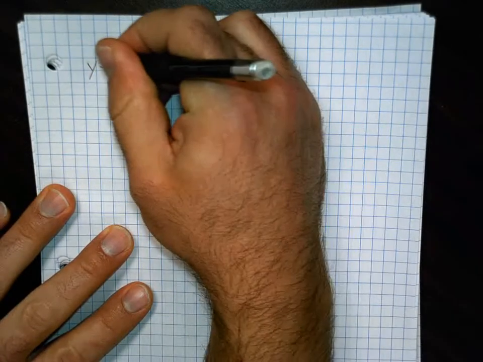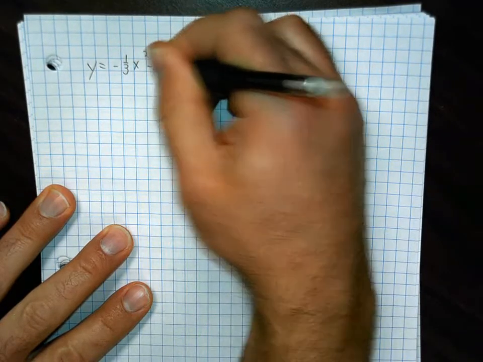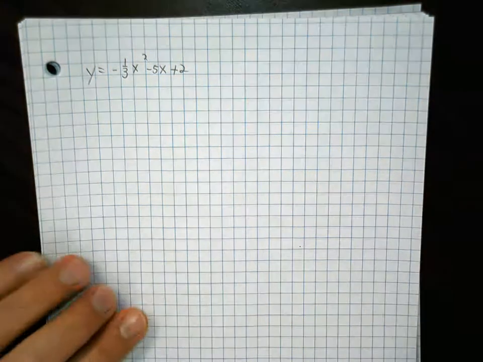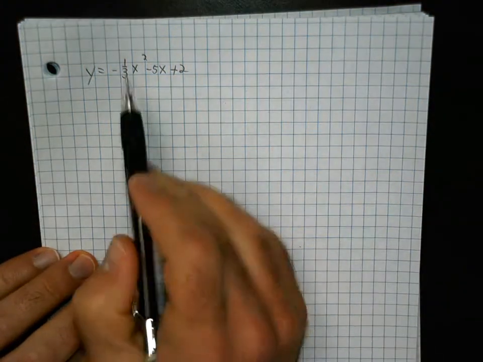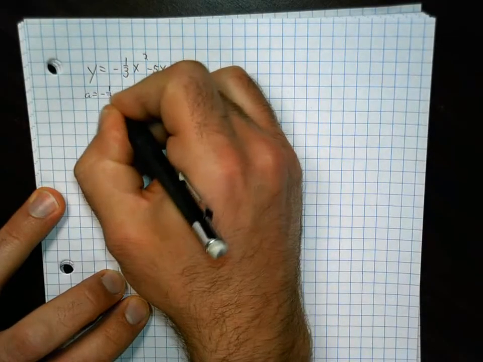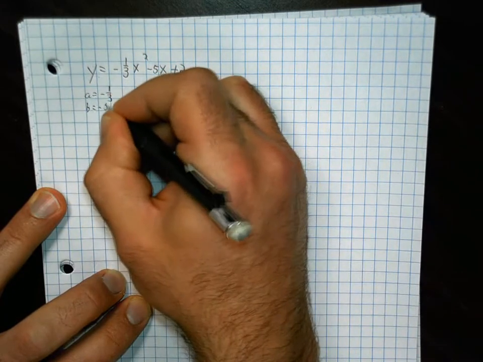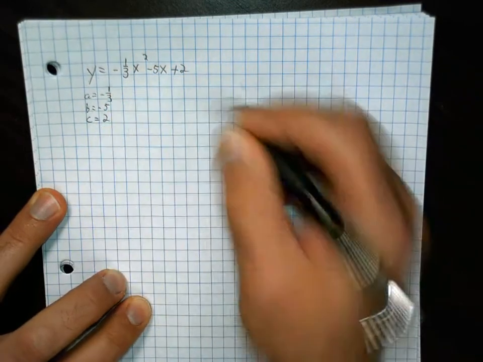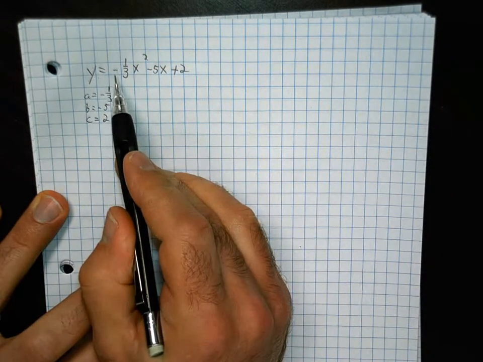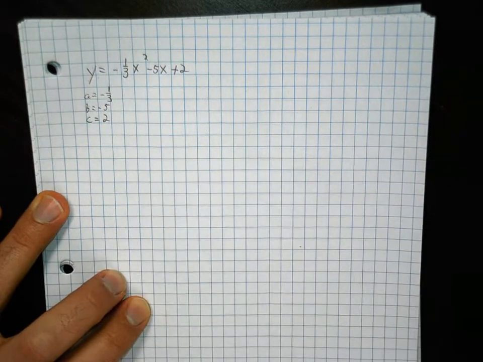So let's go negative 1/3 x squared minus 5x plus 2. Okay? Now, what do we know about this graph just by looking at it? My a is negative 1/3. My b is negative 5. And my c is 2. Because a is negative 1/3, we should know that my parabola opens down. And we know it's compressed because it's a fraction there.